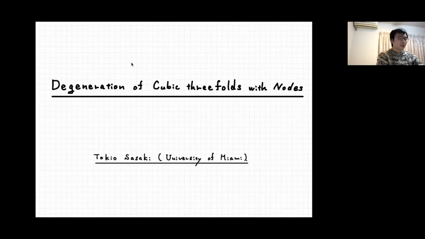Okay, and this is a kind of survey. Personally, I'm interested in the irrationality problem of cubic fourfolds, and of course it should relate to the spectrum and the new rational invariants relating the spectrum. But towards such a goal, these days I'm observing cubic threefolds with nodes. So today I want to introduce some known results surrounding this research field.